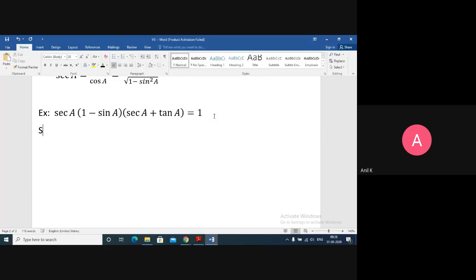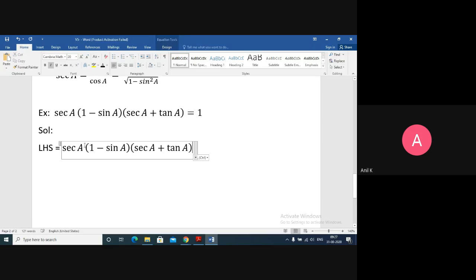So in all such questions, what we do is first we write the LHS. That means I am considering the LHS. LHS equals, you consider only this much: sec A into 1 minus sin A into sec A plus tan A.